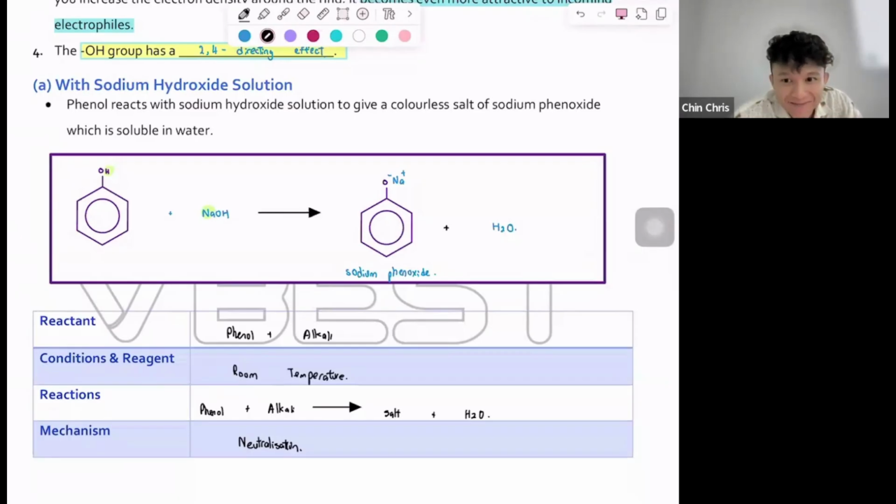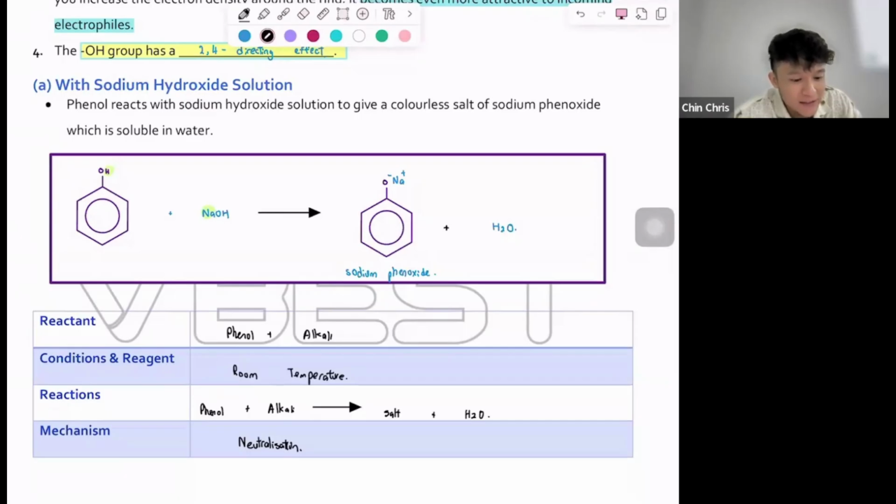Understand? Phenol is a weak acid only because it can lose the H plus and dissociate. Yes, it can lose the H plus. You are right. Phenoxide ion is stable. So when the phenoxide ion is formed, the phenoxide ion will just stay there.